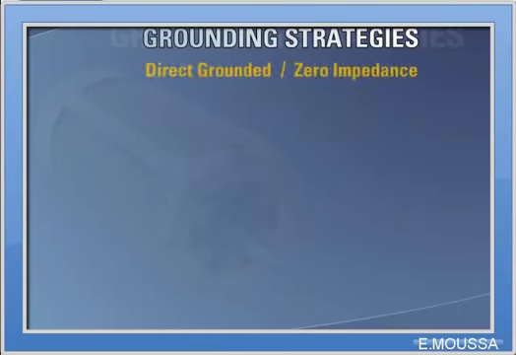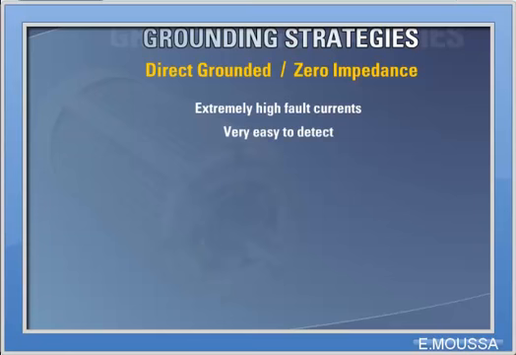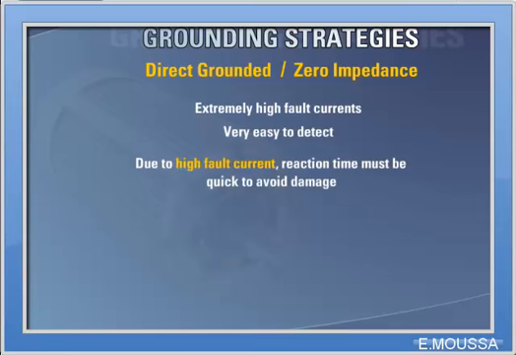The fourth strategy is direct grounded or zero-impedance generator grounding. Generators that use zero-impedance grounding have extremely high fault currents which are very easy to detect. At the time of fault, there is a lot of fault energy, and so the reaction time to the fault has to be very fast to limit damage.